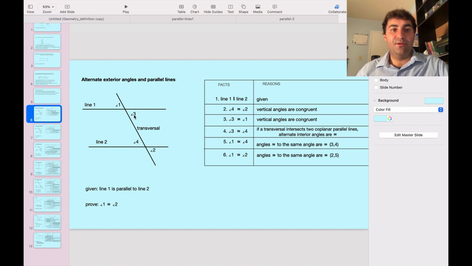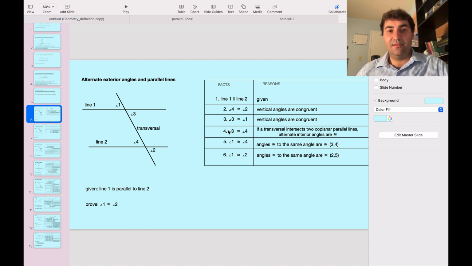And we know vertical angles are congruent, so we can immediately write down that angle 4 is congruent to angle 2, and angle 3 is congruent to angle 1. But since we know that line 1 is parallel to line 2, then we use our theorem that if a transversal intersects two coplanar parallel lines, coplanar means lying in the same plane, then alternate interior angles are going to be congruent. So we know that angle 3 and angle 4 are alternate interior angles. Why? Because they're both in the interior region between line 1 and line 2, and they're on opposite sides of this transversal. So we know that angle 3 is congruent to angle 4.